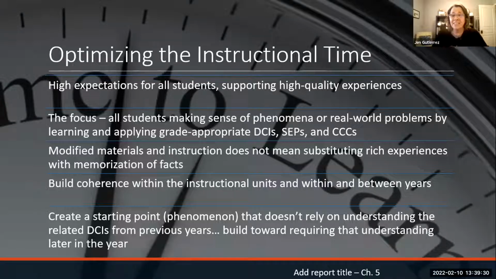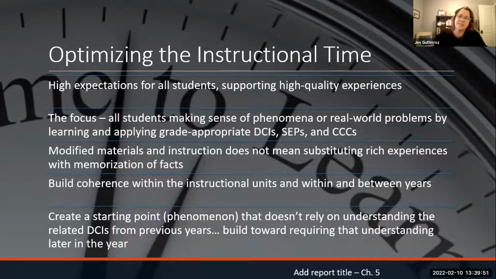That's when they leave, because no one's going to pull them out during your math or your reading block. So how about if science is living in other parts of the day too, so that they have access to that and the same high expectations. And again, all students getting the opportunity to make sense of phenomena or real world problems, and revisiting those.